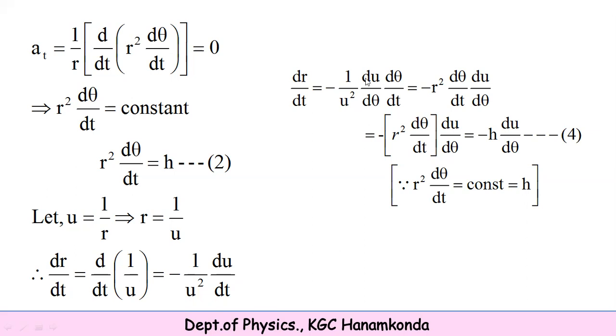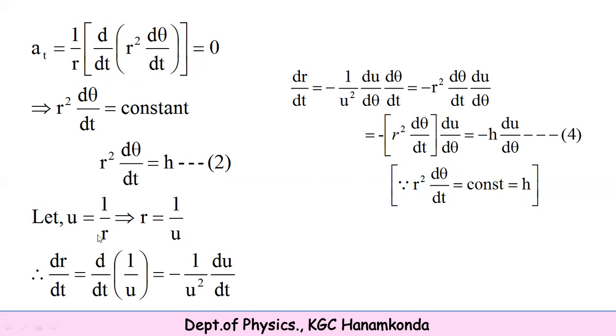Therefore, minus 1 by u square du by d theta into d theta by dt can be written as minus r square into d theta by dt into du by d theta, just rearranging these two terms. But we know r square into d theta by dt is equal to h from equation 2. Therefore, minus h into du by d theta.